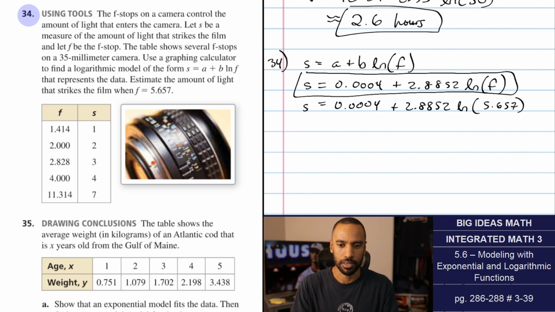So we're going to go to the calculator. I'm going to use that equation here.